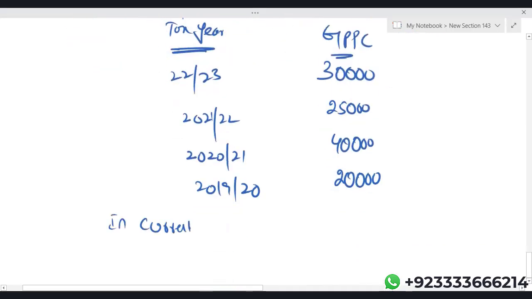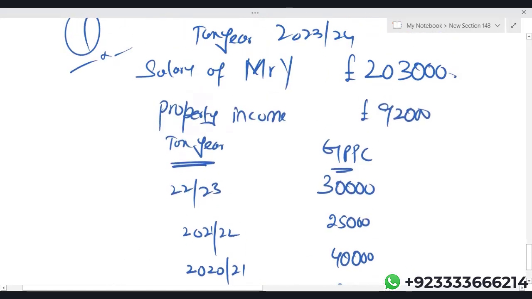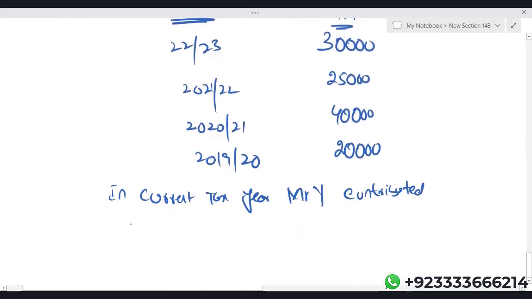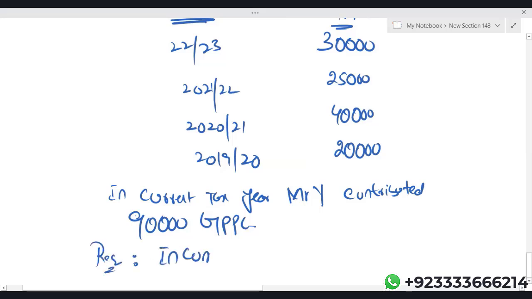In current tax year, Mr. Y contributed 90,000 gross PPC. Required: income tax liability. Please, I want everyone to attempt this question.